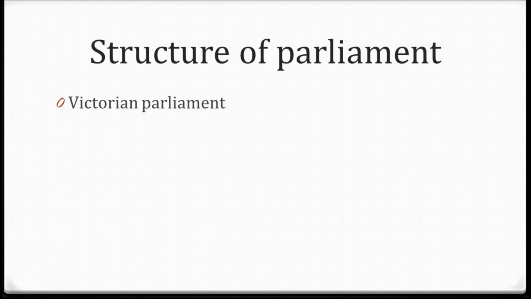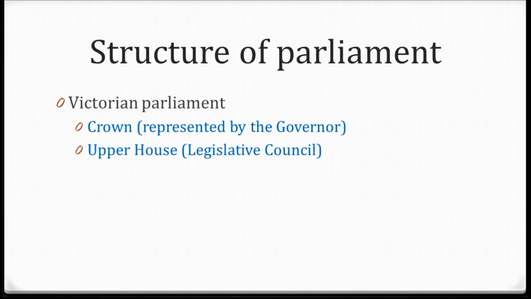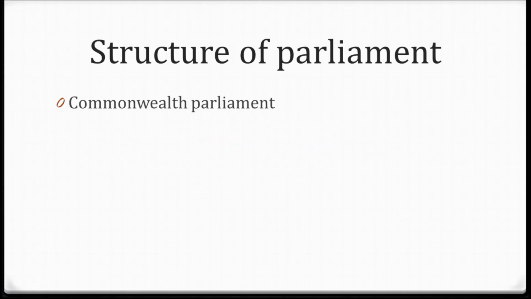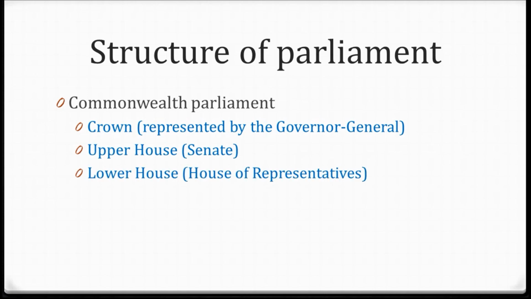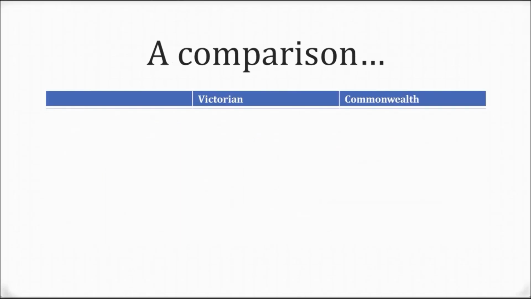So the structure of the Victorian Parliament is the Crown, who's represented by the Governor of Victoria. The Upper House is known as the Legislative Council, and the Lower House is known as the Legislative Assembly. In the Commonwealth, again, the same structure. The Crown is represented by the Governor-General, the Upper House is the Senate, and the Lower House is the House of Representatives.